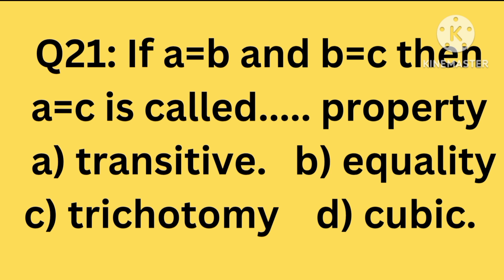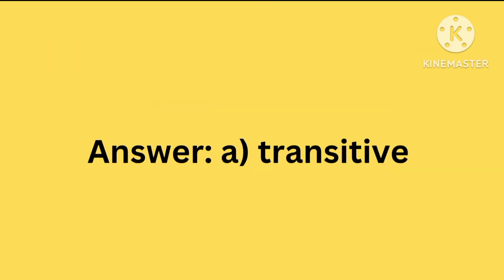21. If A is equal to B and B is equal to C, then A is equal to C is called transitive property, equality property, trichotomy property, cubic property. By transitive property, if A is equal to B and B is equal to C, then we have A is equal to C, which is called transitive property for real numbers.